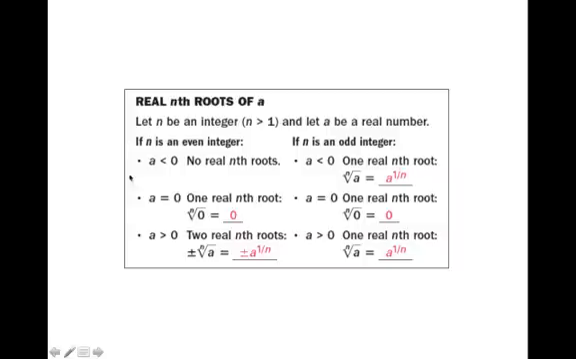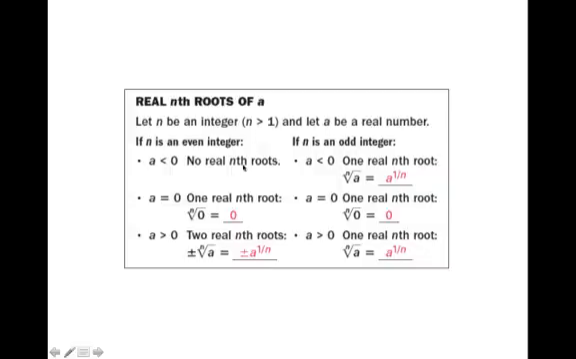Okay, real nth roots of a. Now there's two cases here. One is when we're taking an even root where our index is even, so like square roots, fourth roots, and sixth roots, and then one where n is odd, like cube roots and fifth roots and so on. So we're going to let n be an integer greater than 1. So we start with square roots and cube roots and fourth roots and fifth roots and so on. And let a be a real number. Now we're going to consider when n is even first.